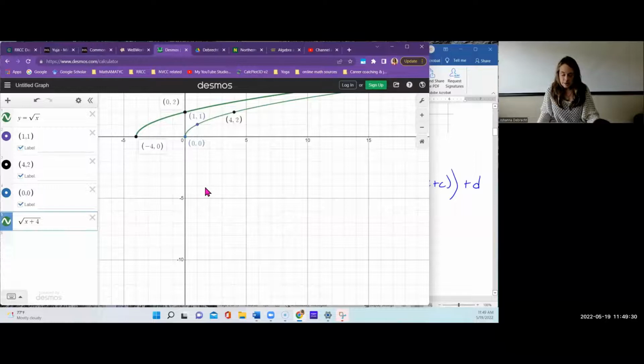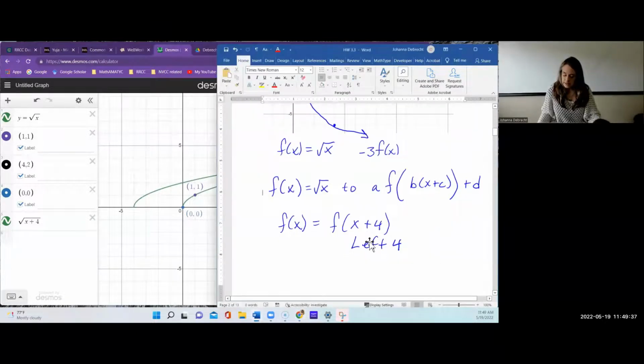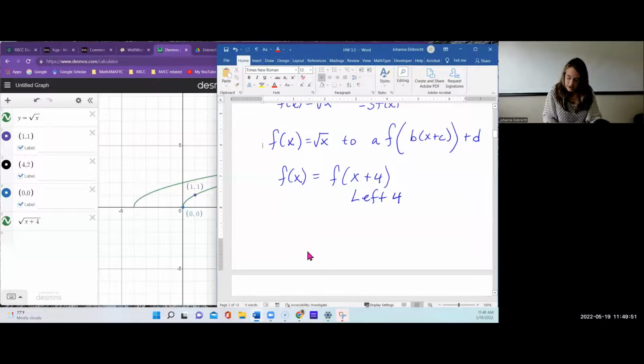It just took the same graph exactly as it was before, peeled it off, and stuck it back down in a different place. That means that what's inside here, the c, affects left and right motion. If it is a plus number, it goes to the left. If it is a minus, it goes to the right. That means that if I am taking f of x and I'm transforming it, and I write f of x minus 7, then this actually moved to the right 7.